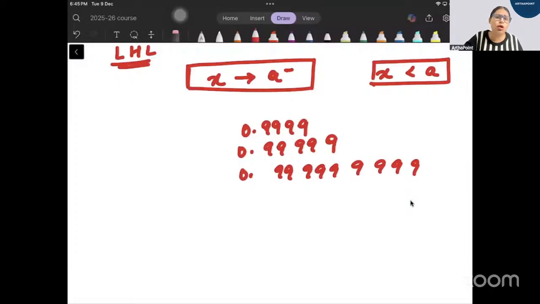Whereas when we talk about the right hand limit, it means that we are going towards. I think there are some annotations here. Can you just see? Probably I see some blue lines in between. Ek bari dekh lena, huh?